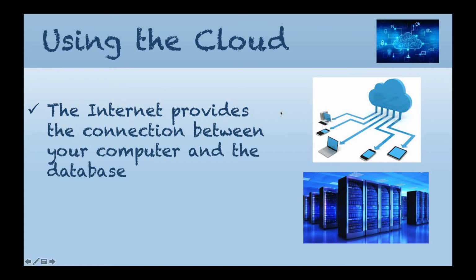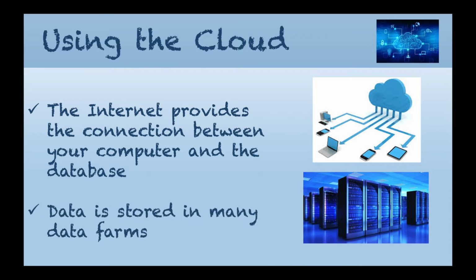So if you look at this picture here, you can see all these devices. There's a tablet, a smartphone, a laptop and a desktop, and this thing here obviously looks like a cloud, but what we're doing is saving the information away from your device. So we're saving your information on the internet, if you like. Now all this information is stored in something called a data farm.